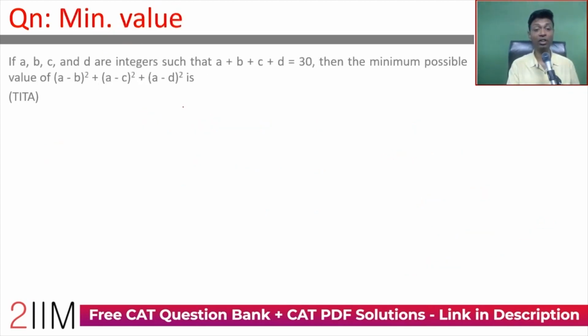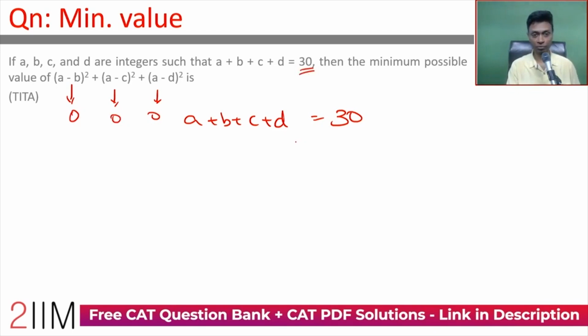Done. A, B, C, D are integers such that a plus b plus c plus d equal to 30. The minimum possible value of (a minus b) whole square plus (a minus c) whole square plus (a minus d) whole square is, remember, all three are positive. And so we need to minimize the difference between a and b, a and c, a and d. And so we can try to have all 4 numbers as equal. Put this as 0, put this as 0, put this as 0. But that's not possible because 30 is not a multiple of 4.